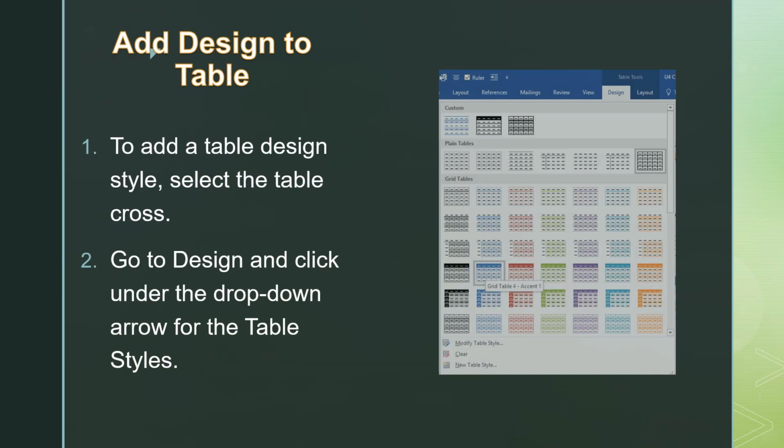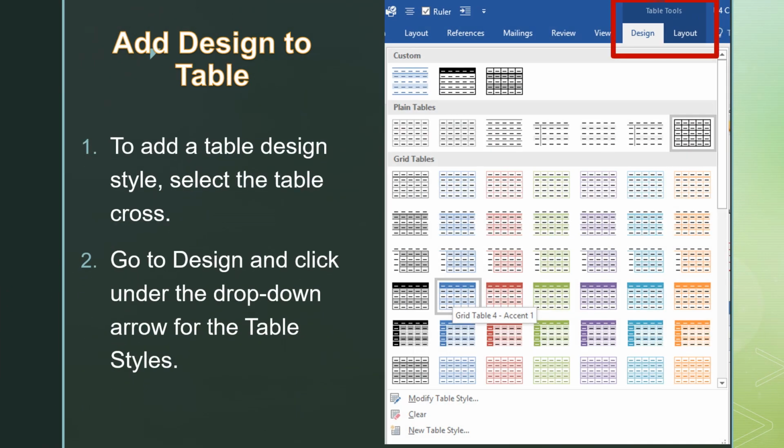Adding designs to a table. To add a table design style, select the table cross. Go to Table Tools Design and click under the drop-down arrow for the table styles. Then select the design that you want for your table.